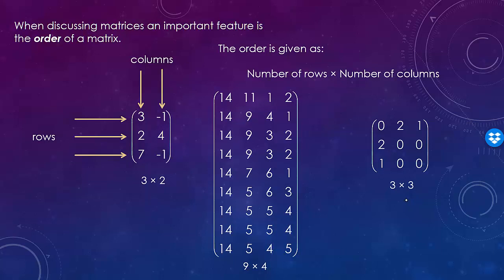If we have a matrix that has the same number of rows as columns, for example here with the 3 by 3, that's known as a square matrix. So a square matrix can be 1 by 1, 2 by 2, 3 by 3, and so on.